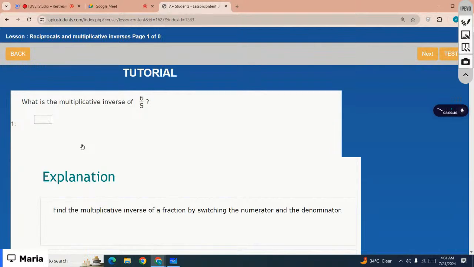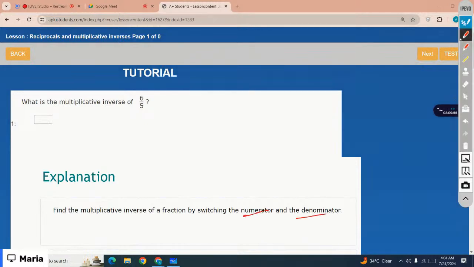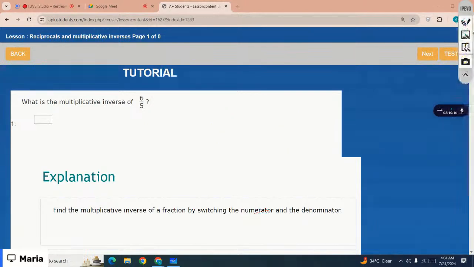What is the multiplicative inverse of 6 over 5? So let's just see what is the multiplicative inverse first. Find the multiplicative inverse of a fraction by switching numerator and denominator. So what you have to do, you have to switch the numerator and denominator, that is 6 over 5. So the multiplicative inverse of 6 over 5 is 5 over 6. The correct option is 5 over 6.